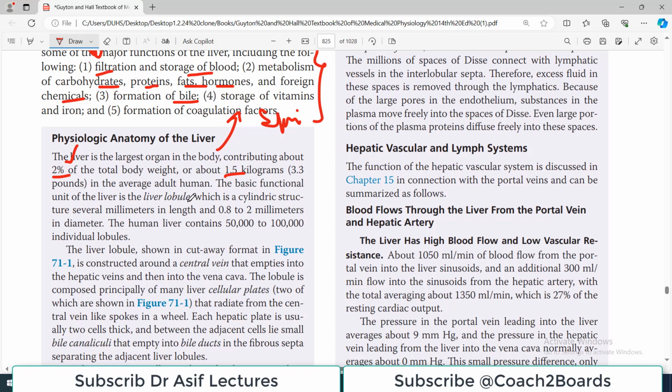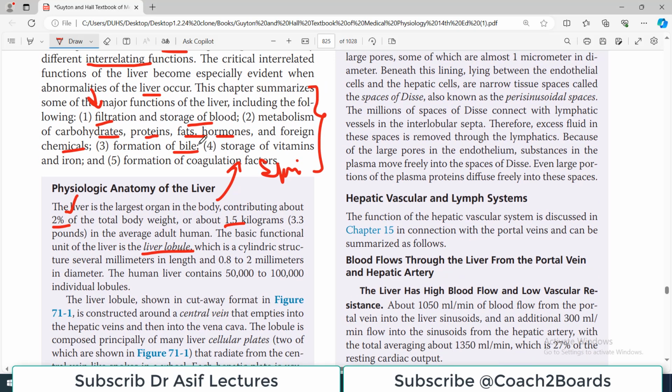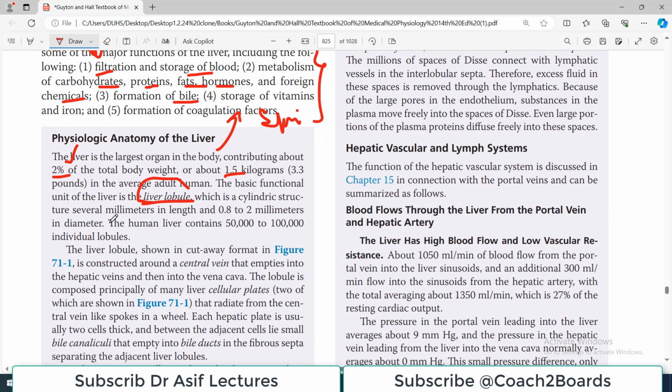The basic functional unit of the liver is known as a lobule. Just like nephrons in the kidneys, here the hepatocytes form a particular shape, which is known as the liver lobule. It is a cylindrical structure several millimeters in length and 0.8 to 2 millimeters in diameter. You do not need to remember the exact lengths, but you should know that the liver is composed of these small units, approximately 50,000 to 100,000 of them, and these are called liver lobules.